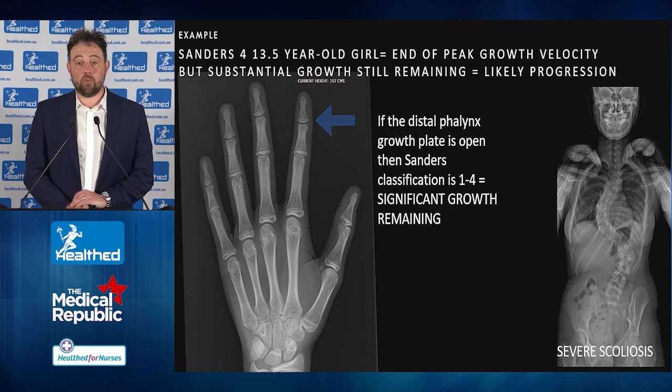This is one of my patients who was Sanders 4 at 13 and a half years of age. She was near the end of her peak growth velocity, but at Sanders 4 there still is at least 18 months of steady growth remaining in most patients. The distal phalanx of this young lady, her growth plate there, is still open, and therefore, being Sanders 4, significant growth remaining, presenting with severe scoliosis.